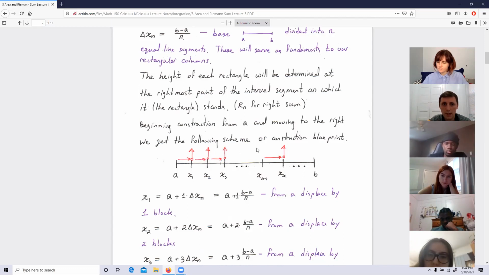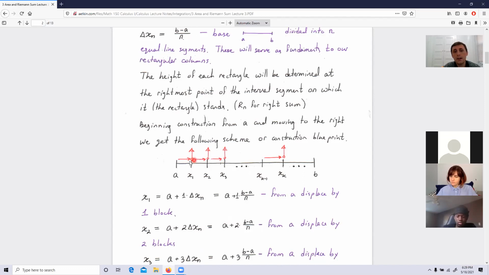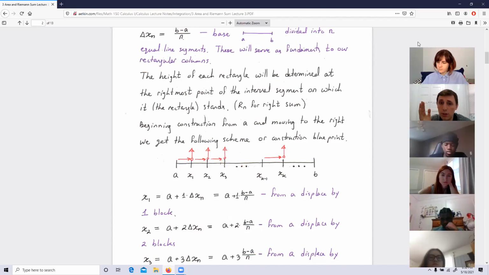And then I will erect the altitude at the points x1, x2, x3, that are the rightmost points of each block. So you live in New York, or I presume you do, and you understand the idea of blocks, right? So what you do is you go up the block, and at the end of the block, you build the height of your skyscraper. Yes, at the right edge of the block.